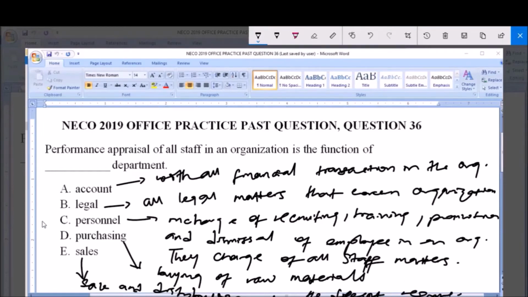Now, the question says performance appraisal of all staff in an organization is a function of dash department. Remember I told you that personnel department is concerned with all staff matters. So any staff matter at all in an organization is the duty of the personnel department. They are responsible for the recruiting, training, promotion, and dismissal of staff or employees. So therefore performance appraisal of staff is the function of the personnel department, and that is option C.